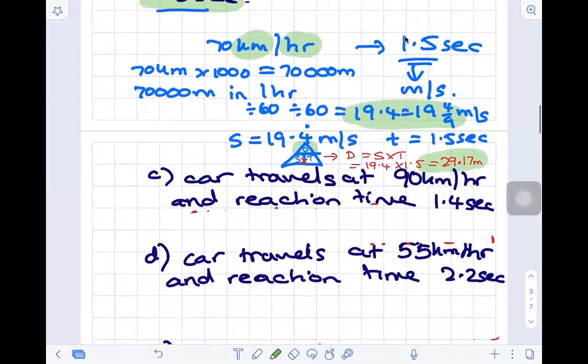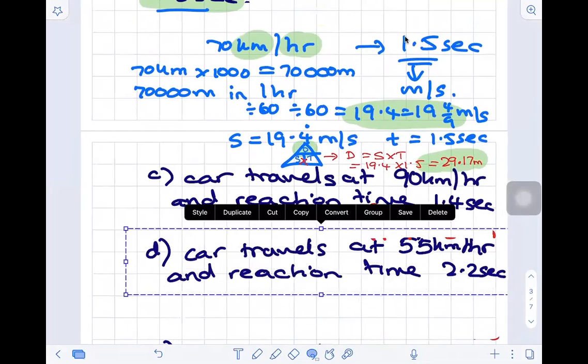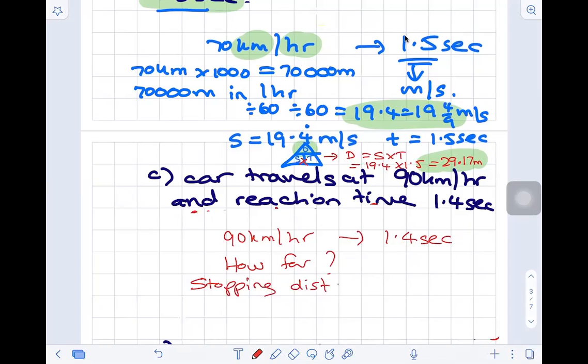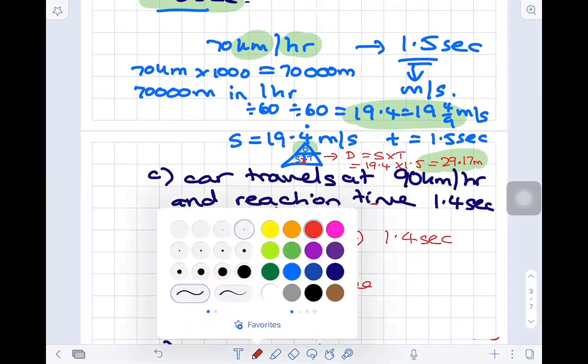Okay, so let's just look at this next one here. The car travels at 90 kilometers per hour. The reaction time is 1.4 seconds. How far will it travel? That's called the stopping distance. So how far you go in the time it takes you to react to putting your foot on the brake.